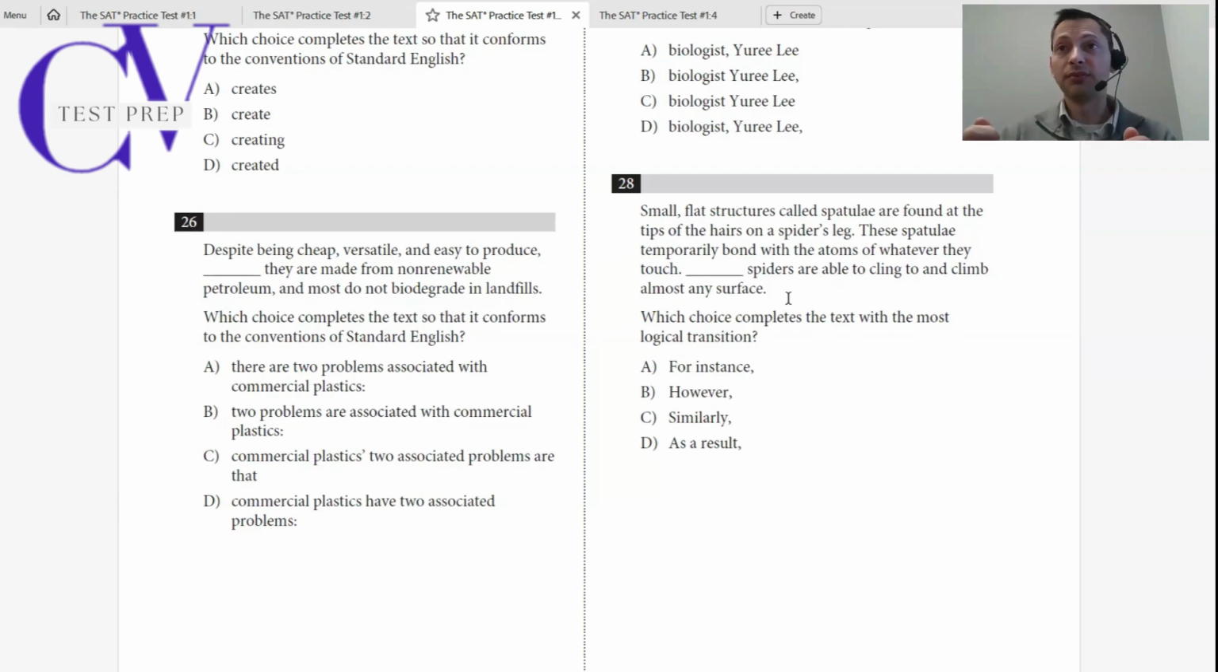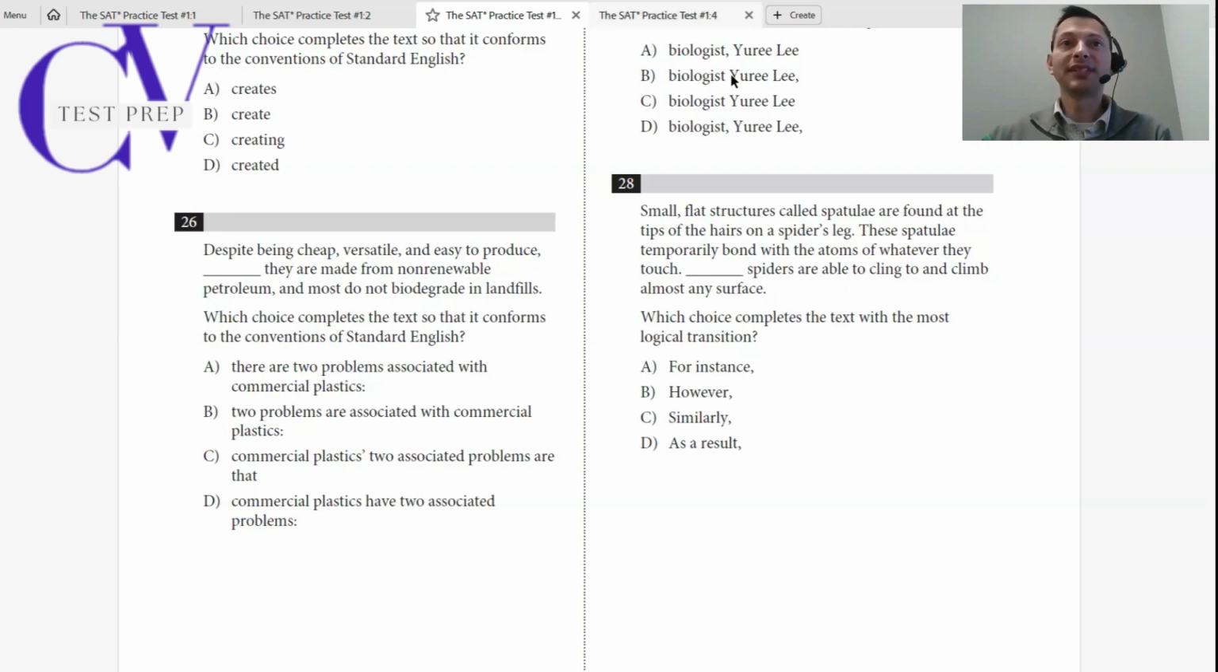So what's the relationship? Well, because they bond, as a consequence of the previous sentence, this occurs. So that would be as a consequence, right? As a result of the previous sentence, because they bond, then they can cling and climb on any surface. So I would say as a result. For instance is an example, however is contrasting the previous sentence. And similarly is, in a similar case, additional information to be added to the previous sentence.